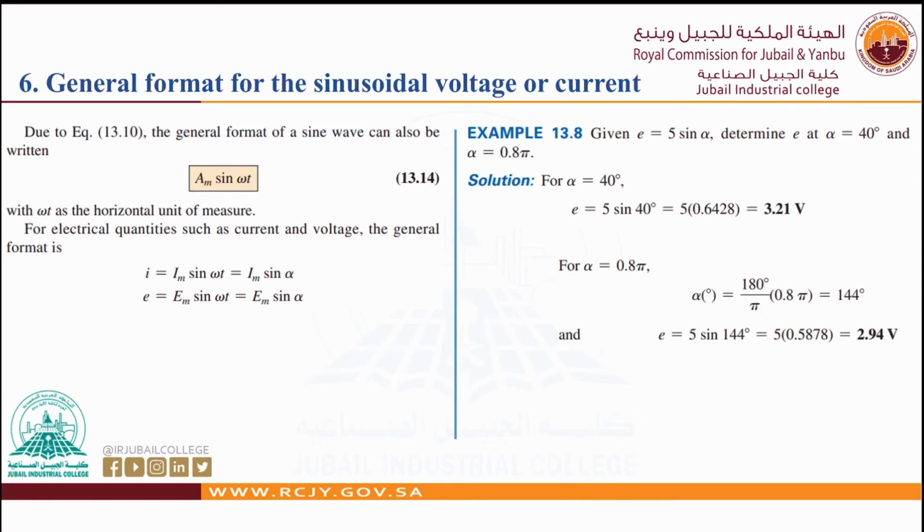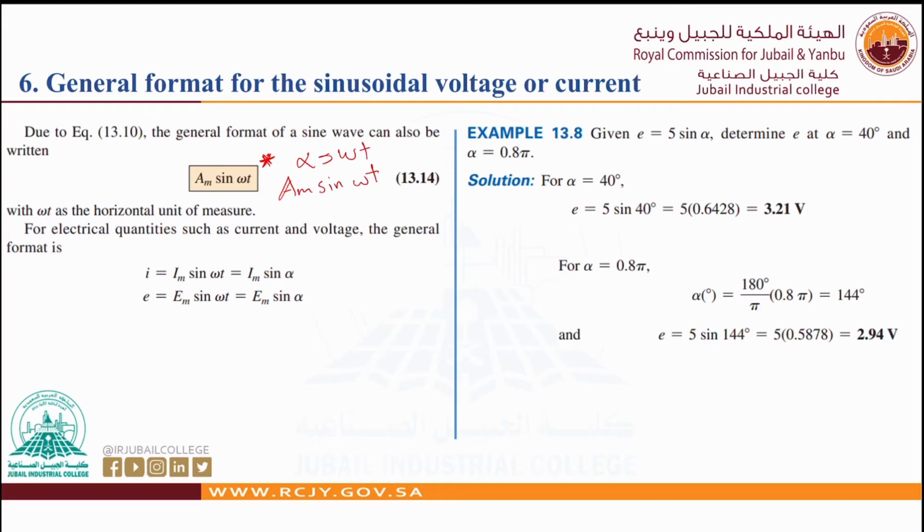Due to equation 13.10, the general format of a sine wave can also be written with omega t. This is the most general format that we have, and we need it. It is Am sine omega t, because alpha is equal to omega t, remember guys. So we can just write it here, Am sine omega t. This is the general format for a sine wave.